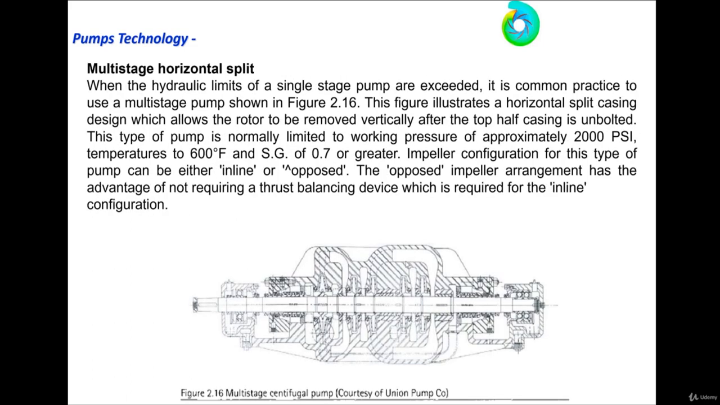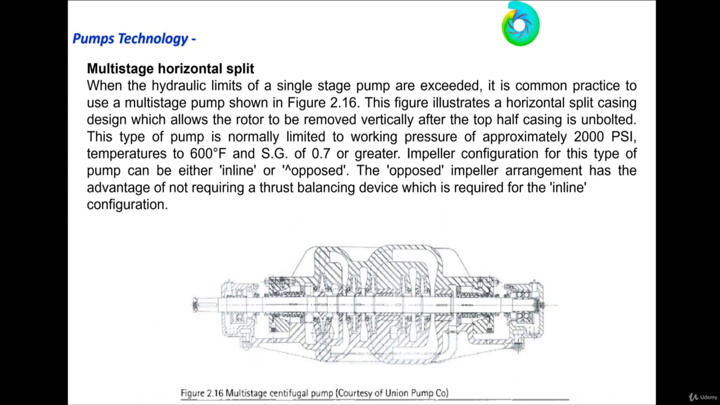Next pump type is multi-stage horizontal split. Multi-stage just means there is a certain number of stages, maybe up to 15 or 16 stages, used when the hydraulic limits of a single stage pump are exceeded. Hydraulic limit means you are asking the pump to handle a total dynamic head of more than 200, 300, you need 30 bar, 40 bar, 50 bar. So this mandates multi-stage, more than one impeller.